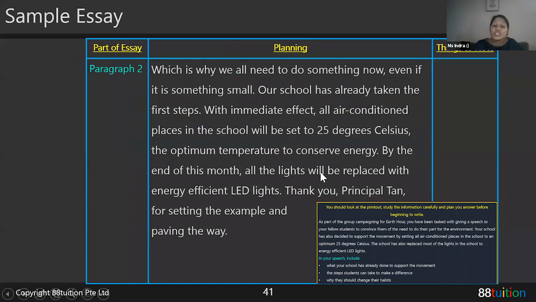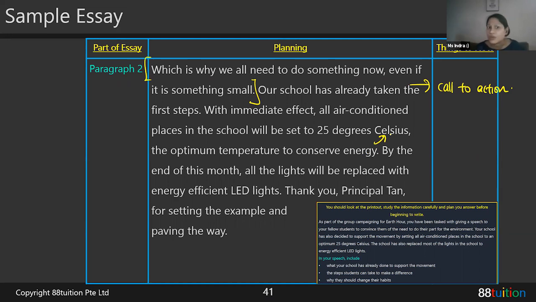Which is why we all need to do something now, even if it is something small. So this is your call to action. Our school has already taken the first step. So you're telling me what your school has done. With immediate effect, all air-conditioned places in the school will be set to 25 degrees Celsius. That's it, so first thing done, 25 degrees Celsius for all air-conditioned places. The optimum temperature to conserve energy, you're explaining why you say 25.